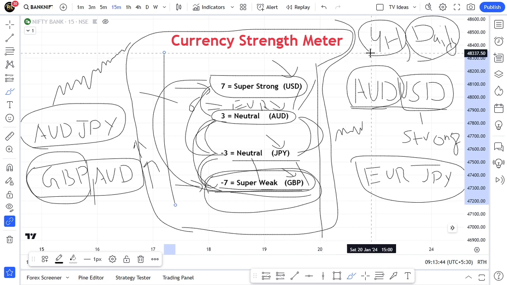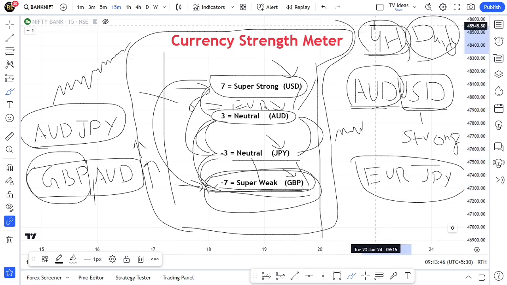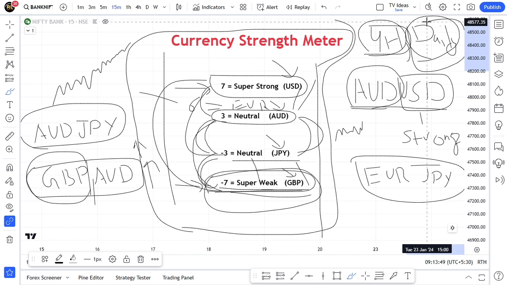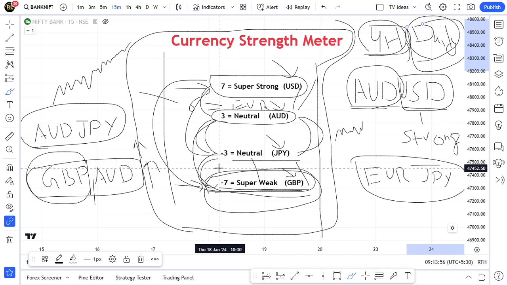We will have two types of currency strength meter. One will be of 4 hour, another will be of daily. It is updated daily, so from there you can access it. Now let's take one more example.